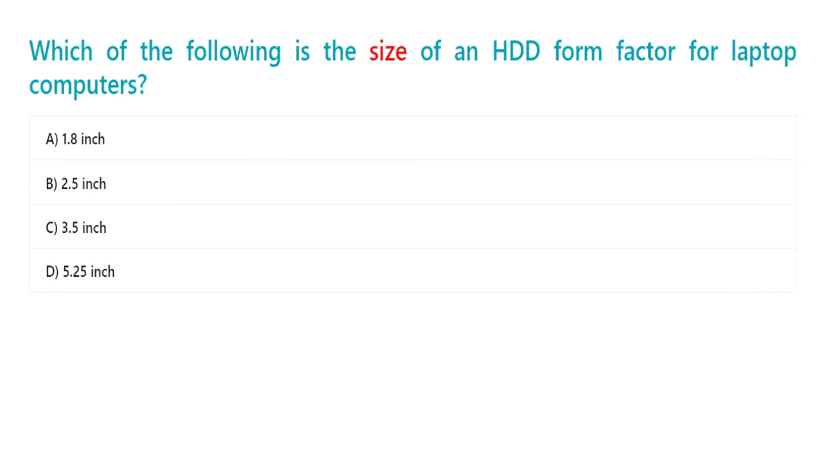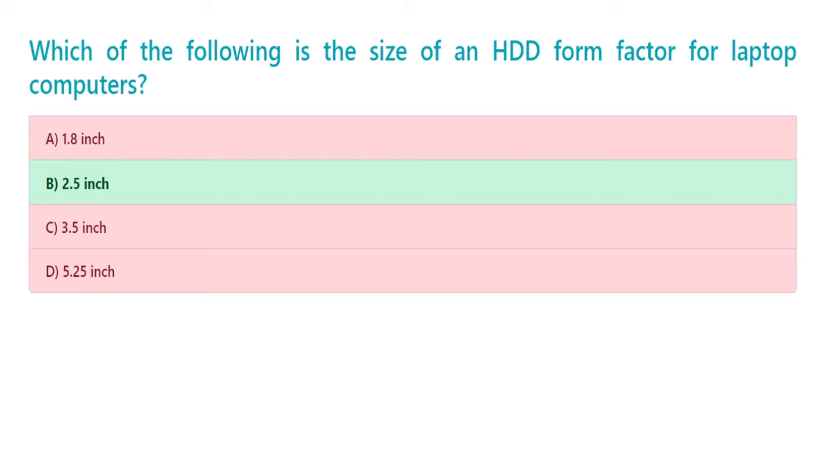Which of the following is the size of an HDD form factor for laptop computers? A. 1.8 inch. B. 2.5 inch. C. 3.5 inch. D. 5.25 inch. The correct answer is B. 2.5 inch.